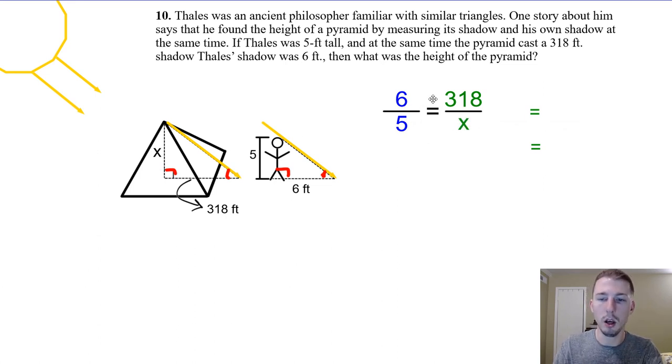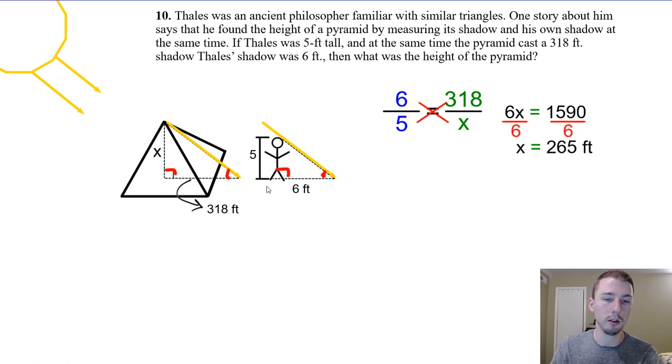Okay, so we can actually simplify. We can divide 6 and 318, but you don't have to. We're going to end up putting it in the calculator anyway, so I'm just going to cross multiply. So 6 times x is 6x, and then 5 times that is going to be a big number. Just put it in the calculator, divide both sides by 6, and we get x is equal to 265 feet.